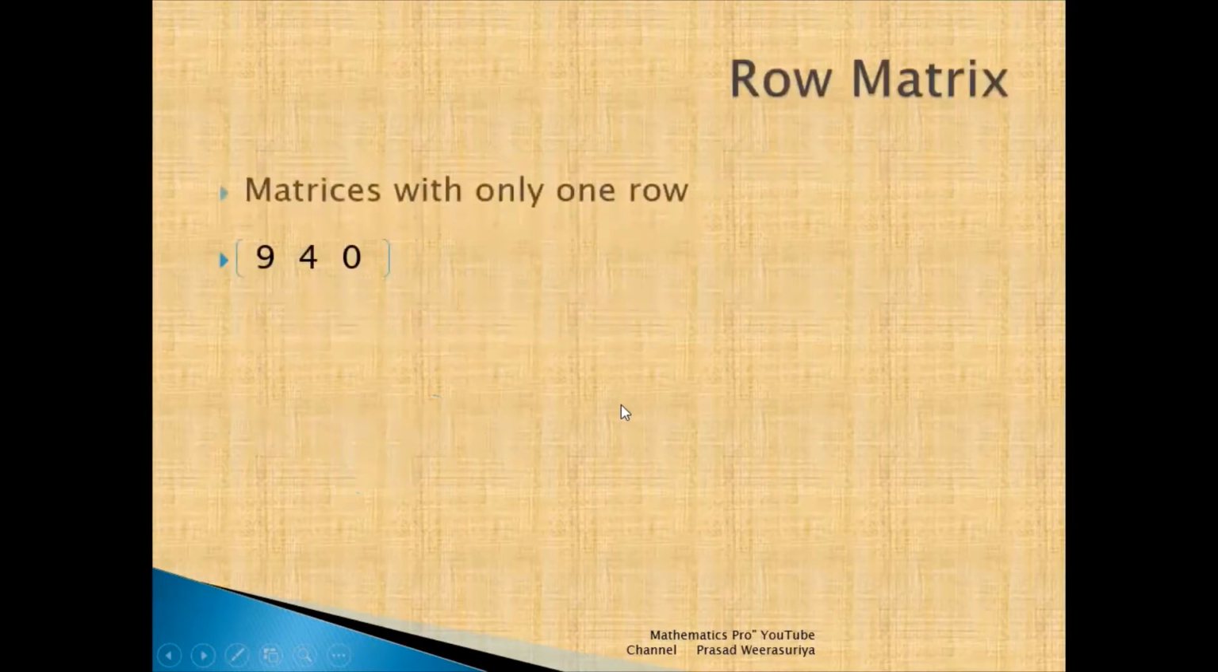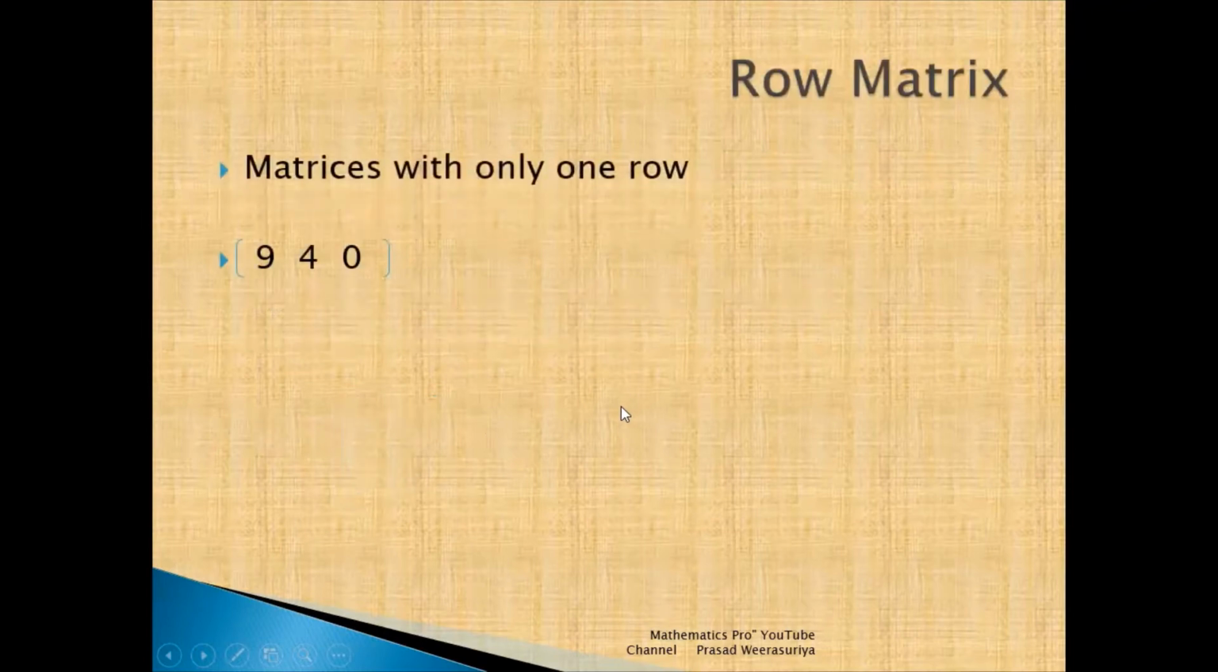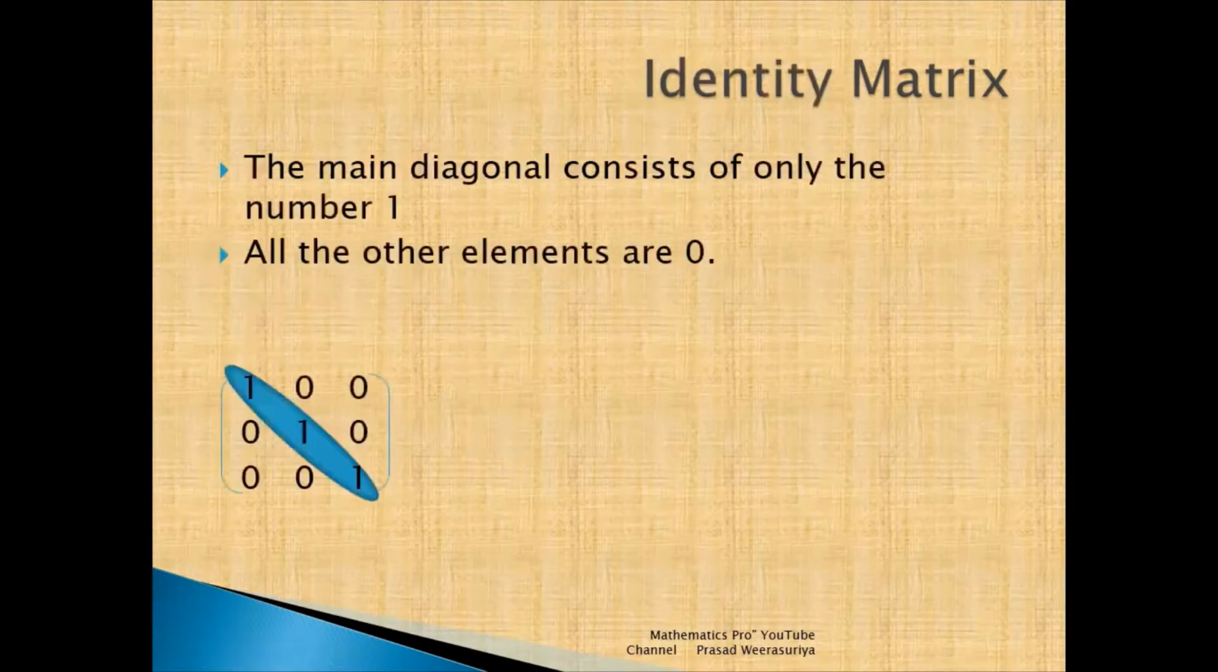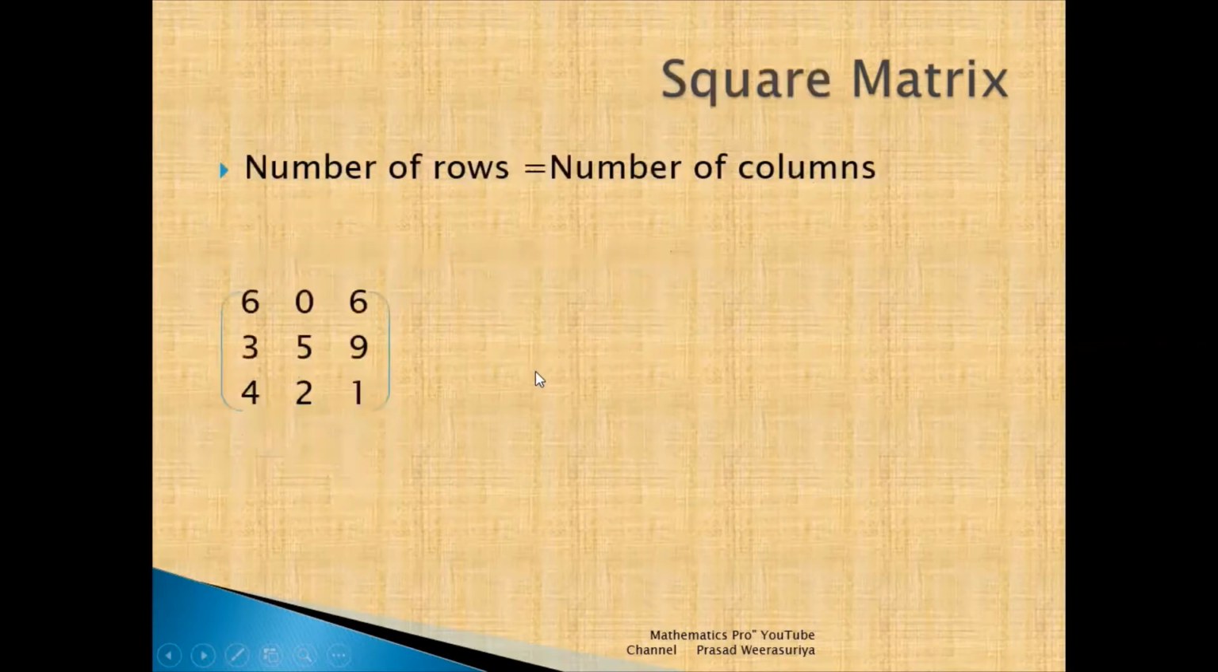Row matrix. Matrices with only one row are called row matrices. Column matrix. Matrices with only one column are called column matrices. Identity matrix. The main diagonal consists of only the number 1. All the other elements are zeros, like this. Such matrices are called identity matrices.